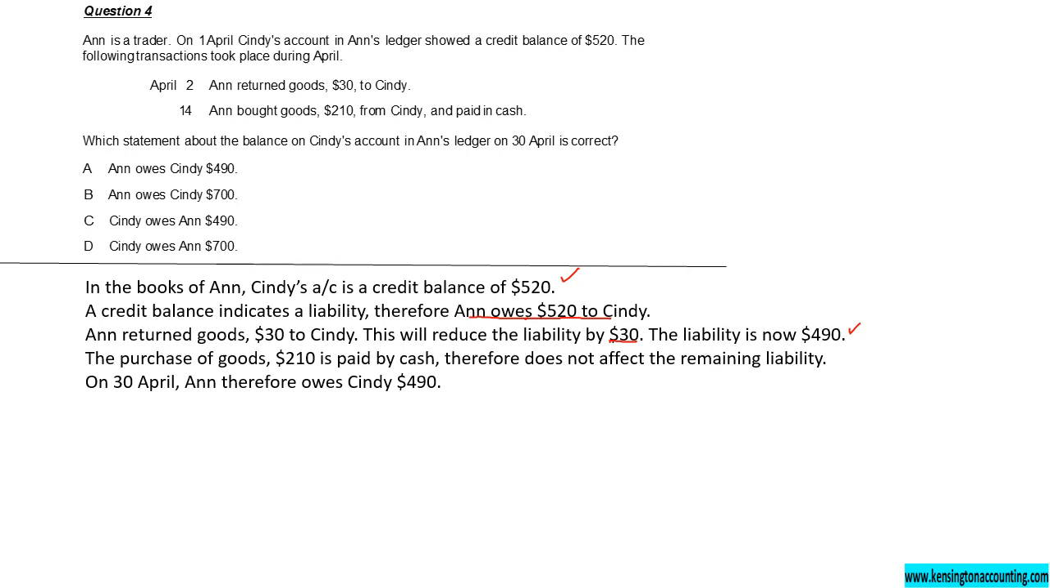On April the 14th, there was purchase of goods, but the purchase was paid in cash. Therefore, it is cash purchases. The cash purchases wouldn't be entered in the account of Cindy in the books of Anne. Therefore, it doesn't affect the remaining liability, because it is a cash purchase. Therefore, at the end of the month, Anne owes Cindy $490. Therefore, the answer is A.